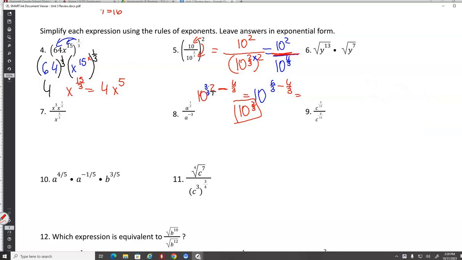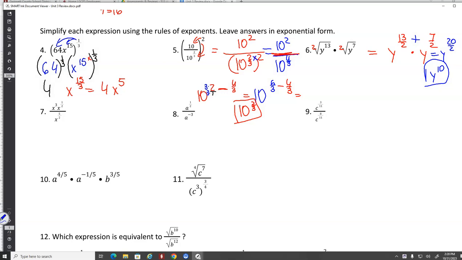Now, example 6, and again, the biggest mistake students make is forgetting that this is a square. There is a 2 there, never a 1. So that means I've got to convert it and put it into an exponential form. So that's going to be y to the 13 over 2 times y to the 7 over 2. Now again, when we multiply two of the same bases, meaning y times y, we are going to add their exponents. So this is going to be y raised to 20 over 2, and then simplified, that's 20 over 2, it's y raised to the 10th power. And that is your final answer.